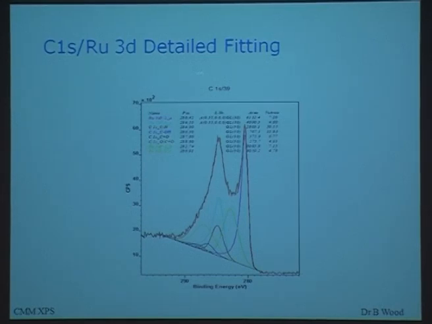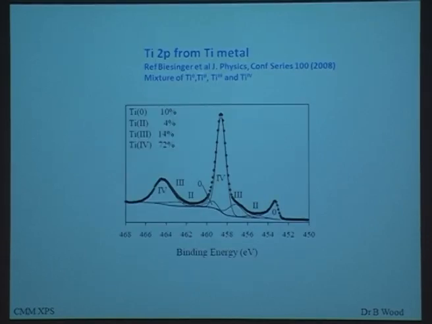And this is really detailed curve fitting. This is carbon 1s, but it's got some ruthenium there. And you can see a great deal has gone into fitting this neatly to find out how much ruthenium there is and what binding energy. We will be doing that on one of them. The last one we do will be titanium with many different oxidation states. This is what we'll be doing towards the end.